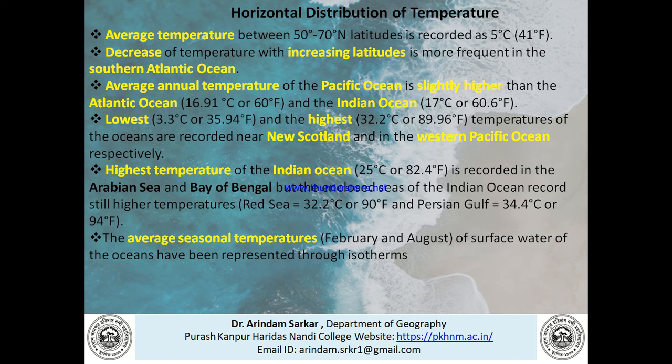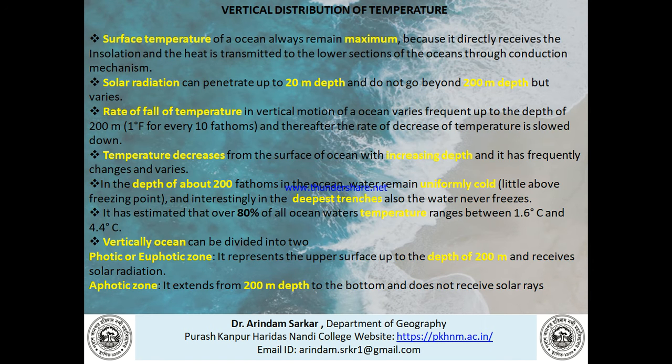In the Bay of Bengal, the surface temperature of the ocean is increasing. That is why the intensity and the number of tropical cyclones is now a very common phenomenon in this area. Now the last point: the average seasonal temperatures, that is February and August, of surface water of the oceans have been represented through isotherms.